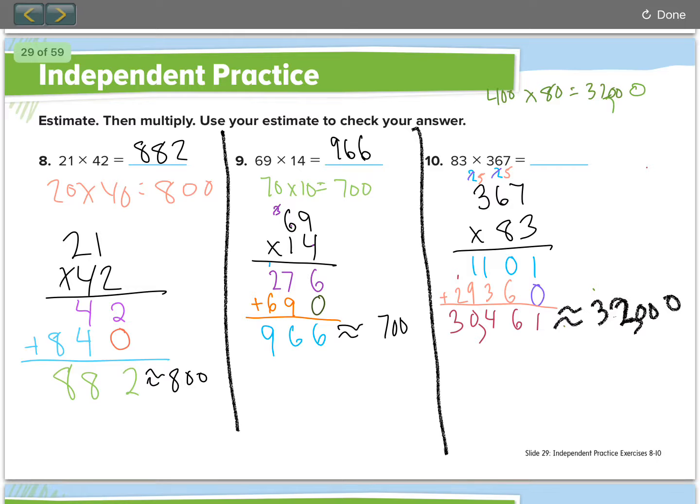So I start with my ones column. 3 times 7 is 21. Then I carry my 2. 3 times 6 is 18. 18 plus 2 is 20. I place my 0 down on the line, and I carry my 2. 3 times 3 is 9. 9 plus 2 is 11. So my first line has 1,101.